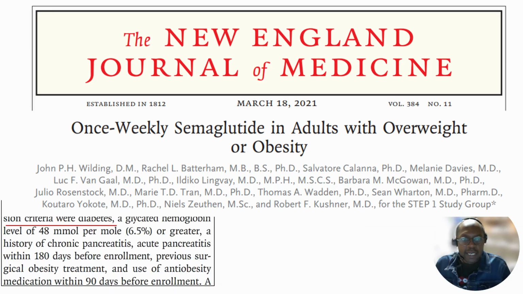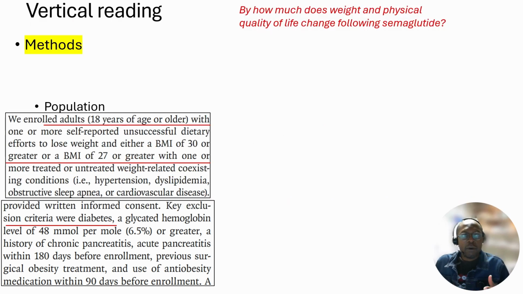All right, so let's keep reading vertically. So now we look at methods. Under methods, you want to look for the population, the actual variables, and the instruments that they used, because these are areas where it helps you know if you are using the right tools or the right method.